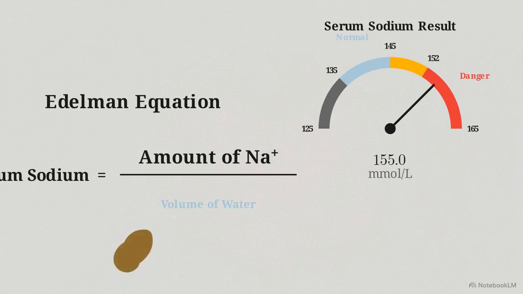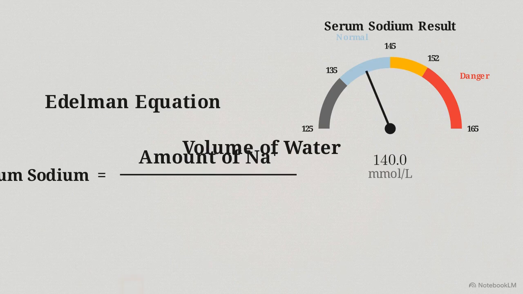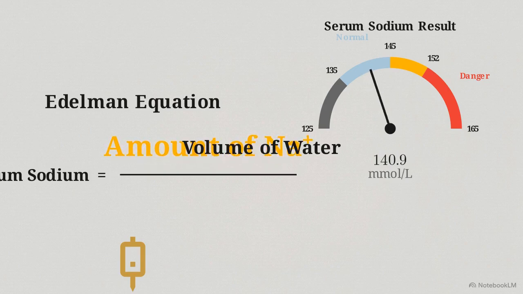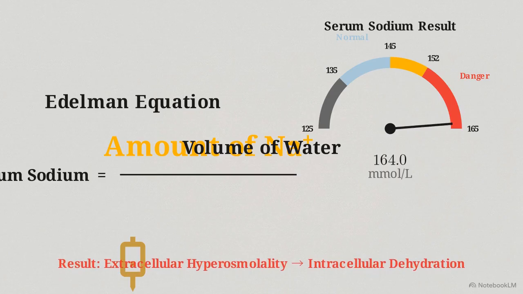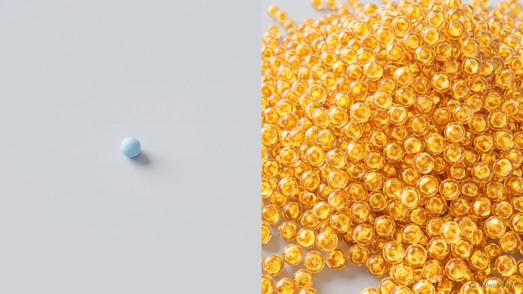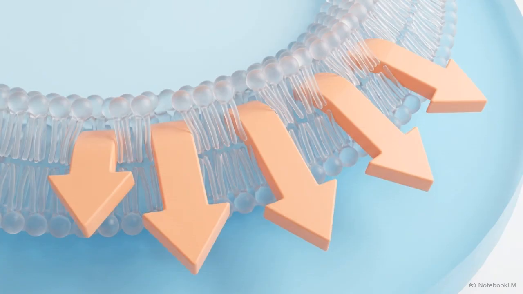This spike happens with renal losses too. Diabetes insipidus or osmotic diuresis cause kidneys to dump water, shrinking the denominator. Conversely, the second mechanism is sodium overload. Intravenous saline or disorders like hyperaldosteronism and Cushing syndrome inflate the numerator. The total value skyrockets. Regardless of whether the water drops or the sodium spikes, the result is identical. The extracellular fluid becomes highly concentrated, creating a powerful vacuum that violently pulls water out of the cellular compartment.